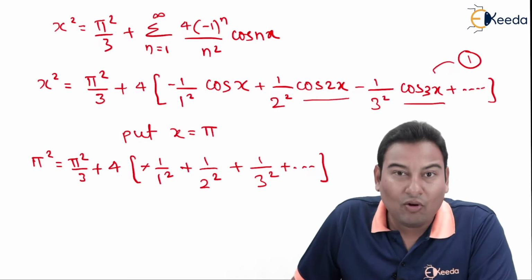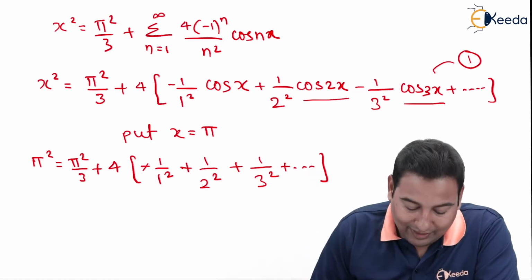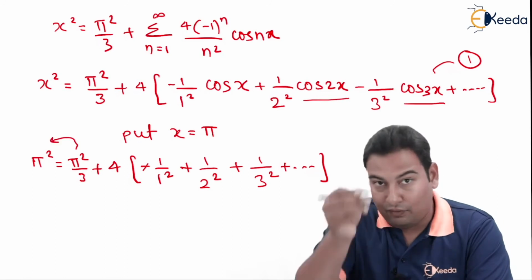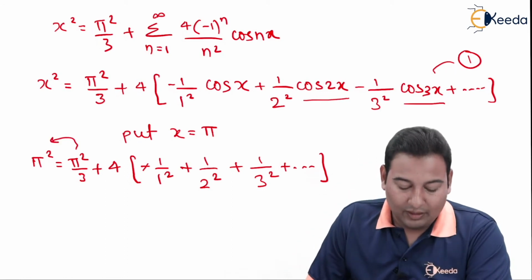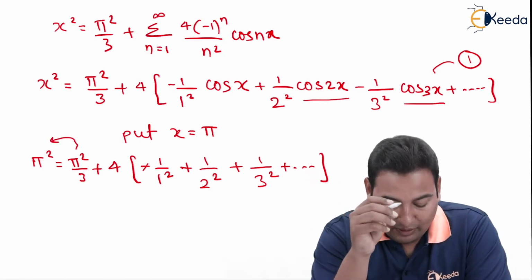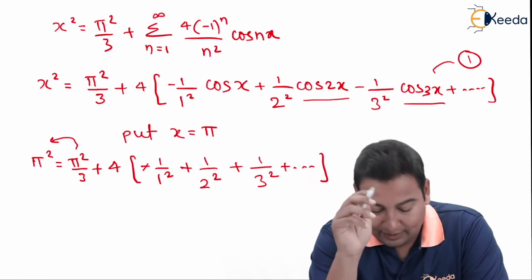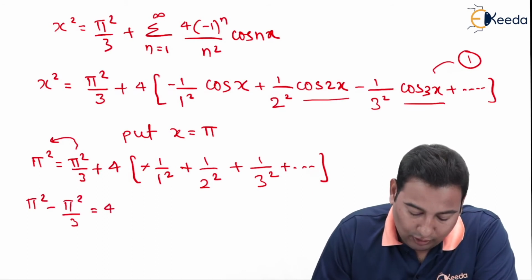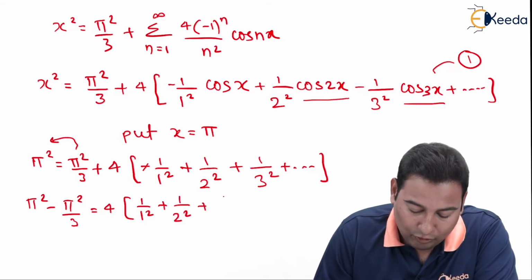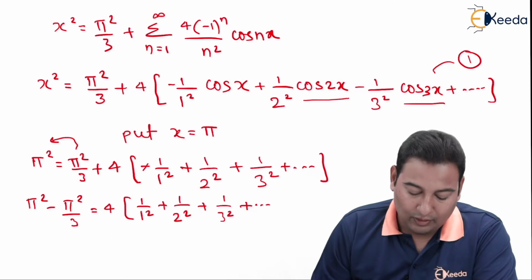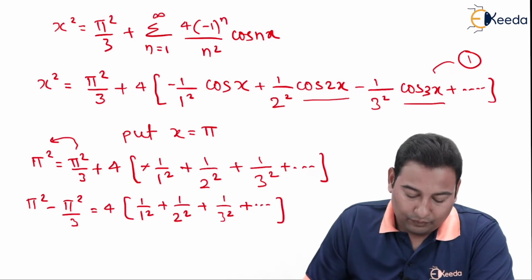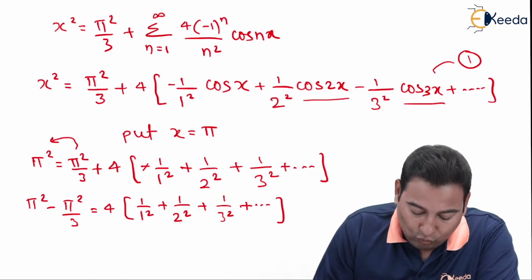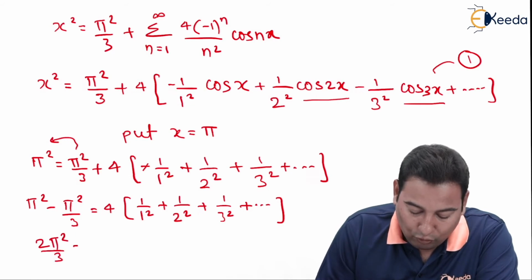We are getting 1 upon 1 square, 1 upon 2 square, 1 upon 3 square. Let's adjust. This pi square upon 3 will go this side and will become minus. Left hand side will get pi square minus pi square by 3, which is equal to 4 times 1 upon 1 square, 1 upon 2 square, 1 upon 3 square plus dot dot dot. This will be 2 pi square upon 3 is equal to 4.